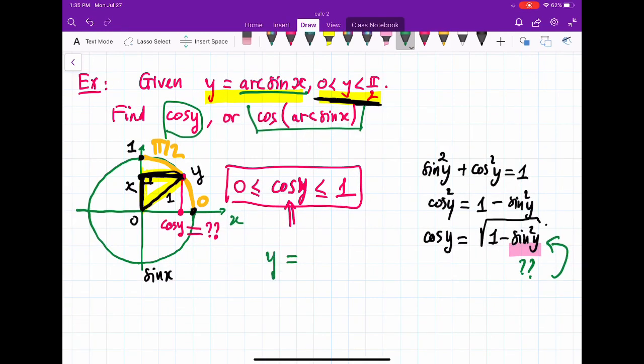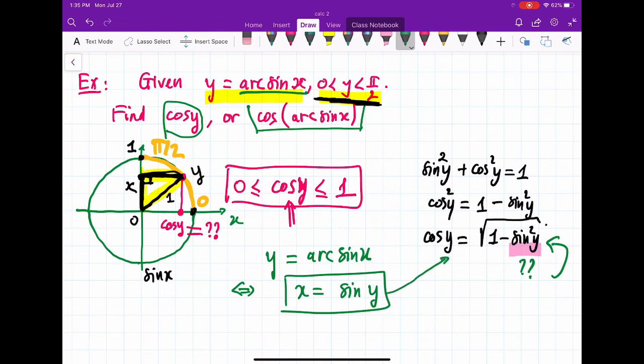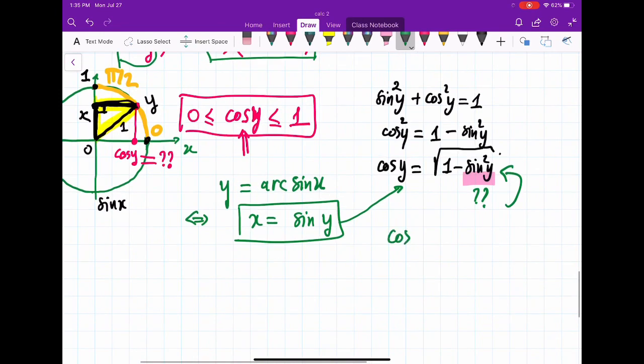We have y equal to arc sine of x, okay? From here, we have x is equal to sine of y. That's it. So actually, sine of y is equal to x. If x is given, we know sine of y, right? And then you plug all this into this identity, right? You get cosine of y equal to square root of 1 minus x squared. Done. That's what we have.